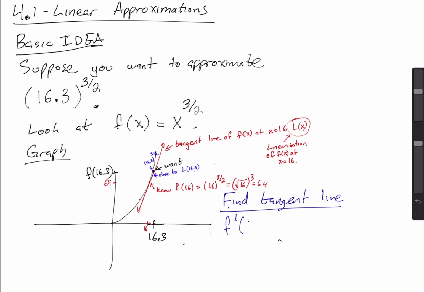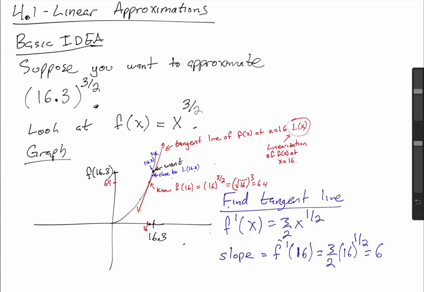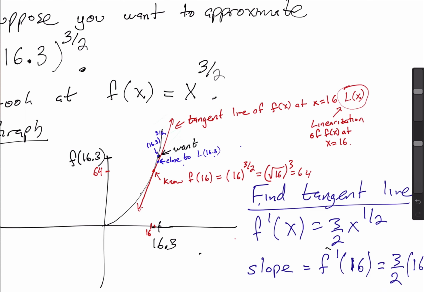Okay, so what's the derivative? Okay, so 3 halves x to the 1 half, or 3 halves square root of x, right? Okay, so then what's the slope of the tangent line? It's the derivative at, careful, we'll look at the tangent line. Where am I finding the tangent line? At 16 or 16.3? At 16, right? Okay, so at 16, this is 3 halves times the square root of 16, right? And what is that? 6. That's 6, right?